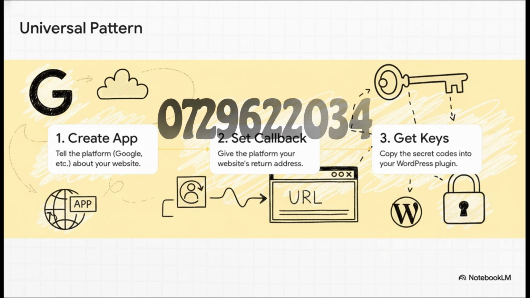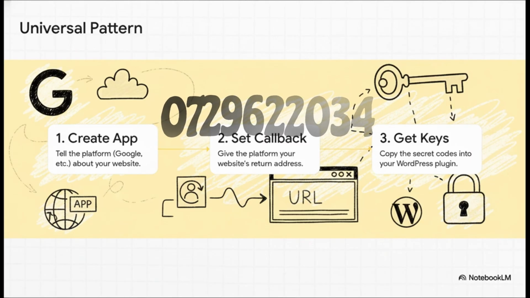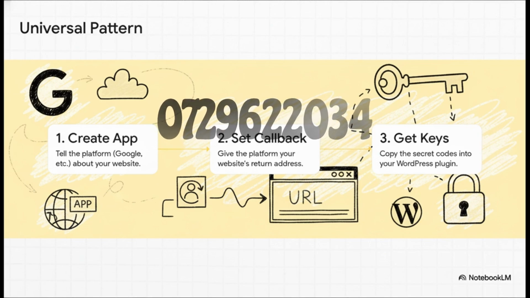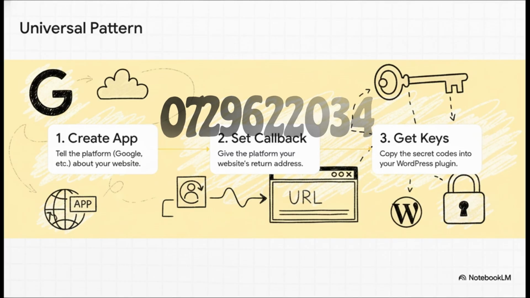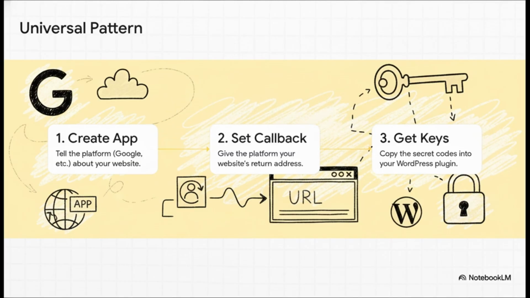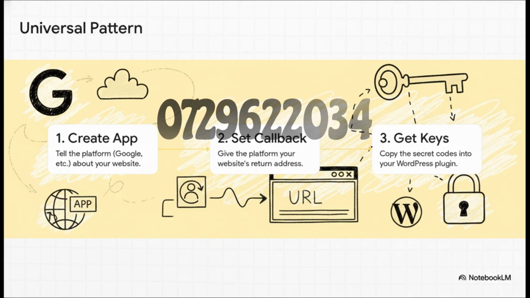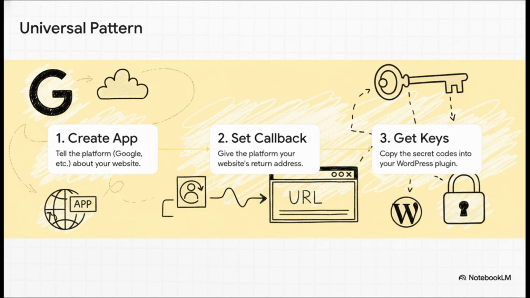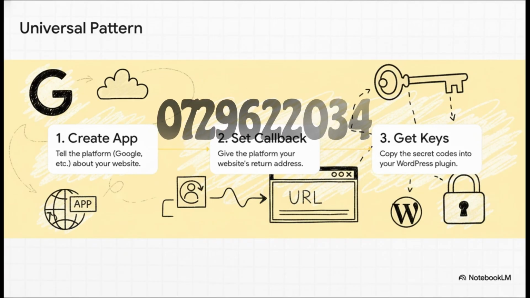And here it is. This is that magic pattern. Step 1, you create an app on the social media site. This is just fancy talk for officially telling the platform, hey, my website exists. Step 2, you set the callback URL. Think of it like a return address on a letter. It tells the platform where to send the user back to after they log in. And step 3, the platform gives you some secret codes or keys, and you just copy and paste them into your WordPress plugin. That's the whole thing.